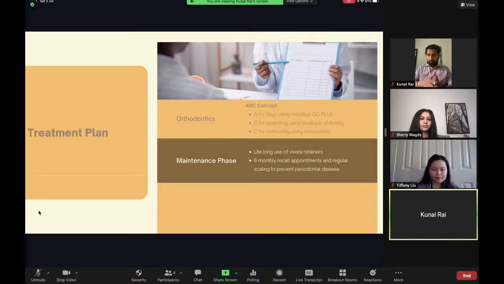So now, what is the ABC concept? A is basically for alignment, which you use in Invisalign Go Plus, B for bleaching, C for contouring. And then once all of this was done, we did a maintenance phase where Ollie was given a set of retainers to wear lifelong.